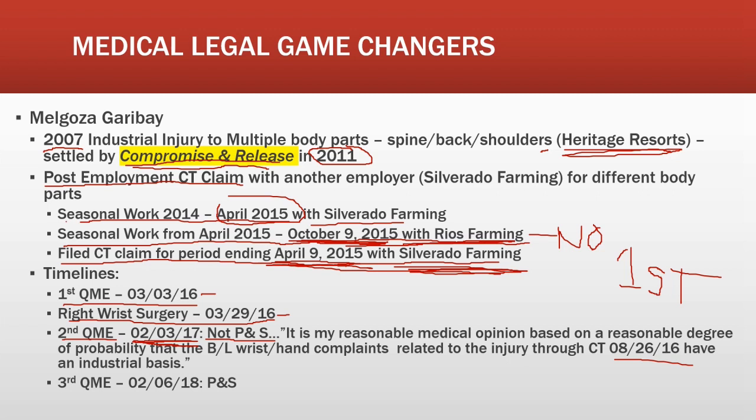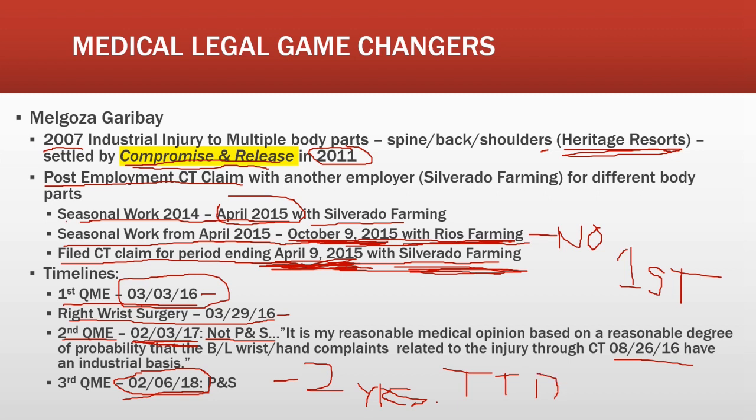Okay, and then later, another year later, on February 6, 2018, the Qualified Medical Evaluator opined now, approximately 2.5 years after the last industrial exposure with the insured, that now the examinee is PNS. So certainly by February 2018, the examinee had probably received the entirety of 2 years of total temporary disability benefits, which is the maximum allowed by law, prior to being declared permanent and stationary.